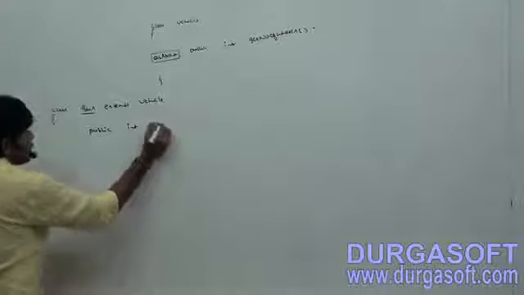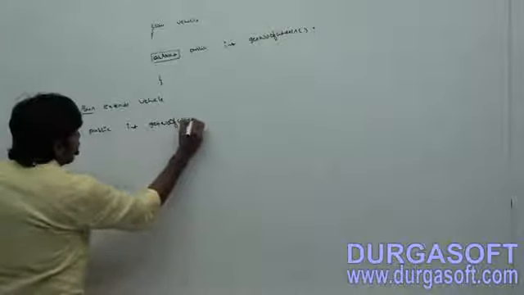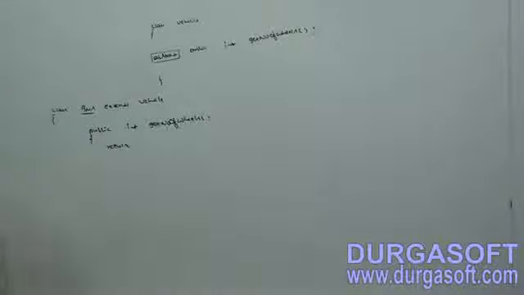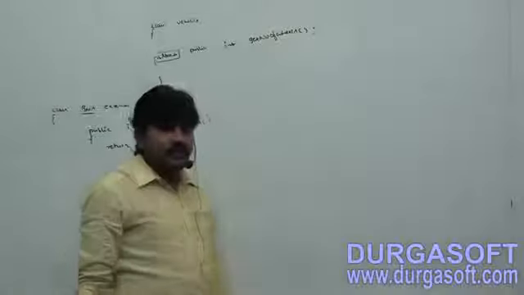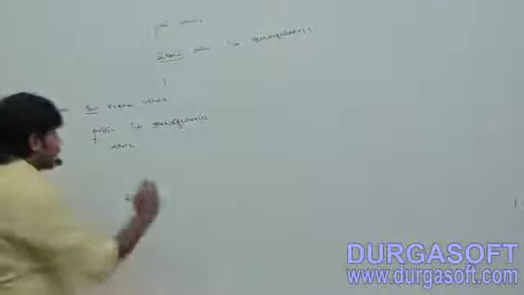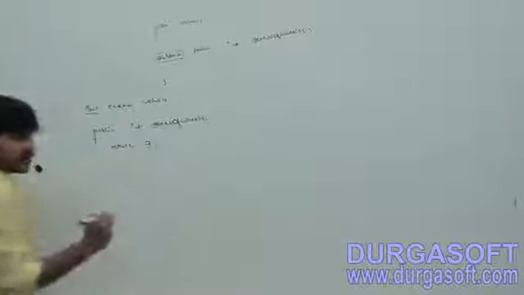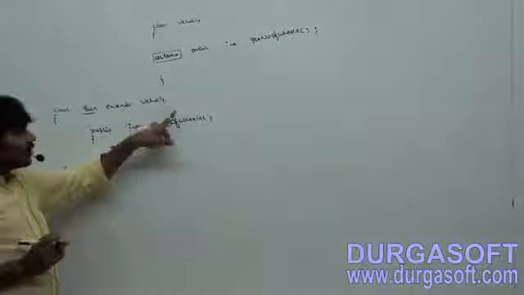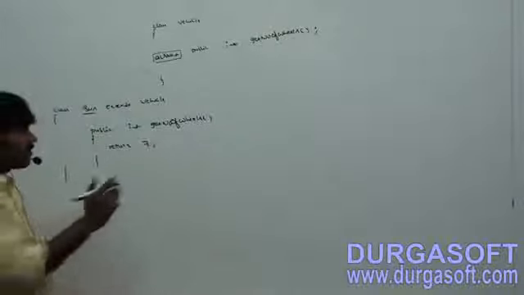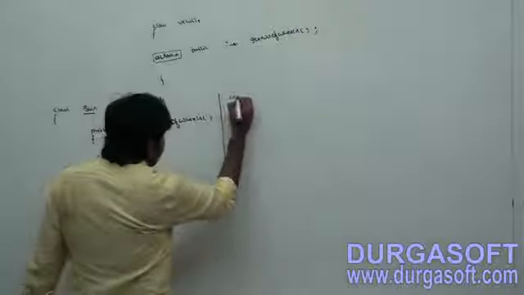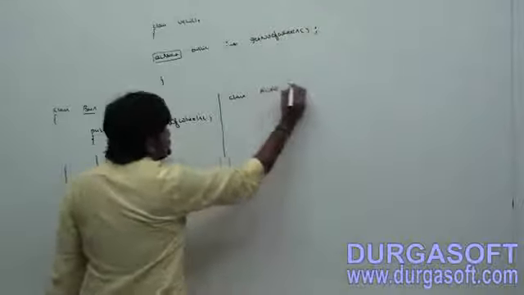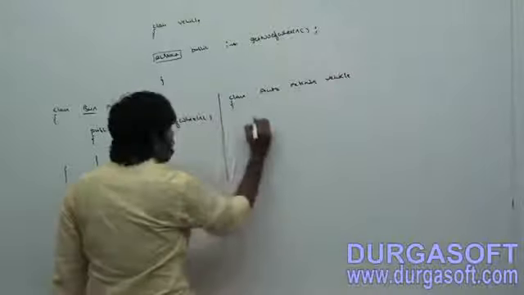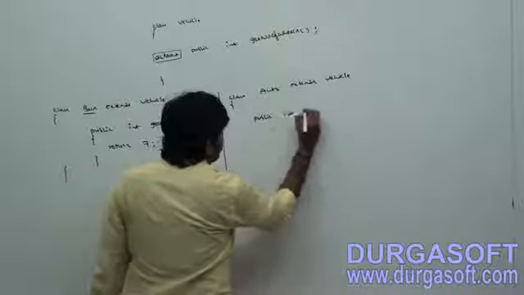Public int getNumberOfWheels. Return, can you tell how many wheels a bus has? Return 7, because the spare wheel also we have to include, right? So return 7. Bus has 7 wheels. Similarly, class Auto extends Vehicle. Public int getNumberOfWheels.